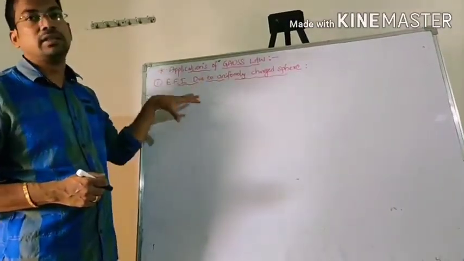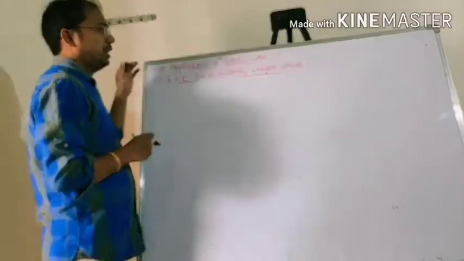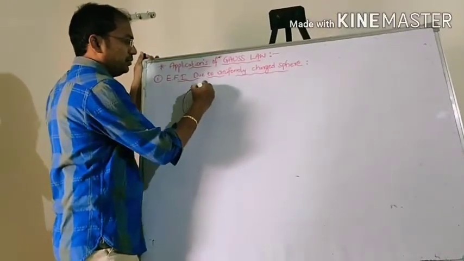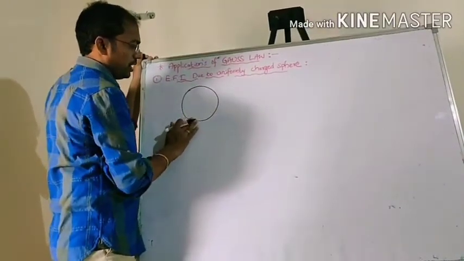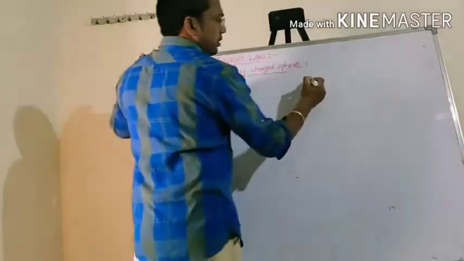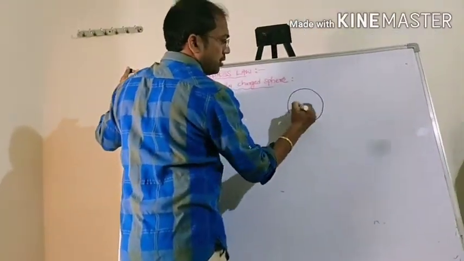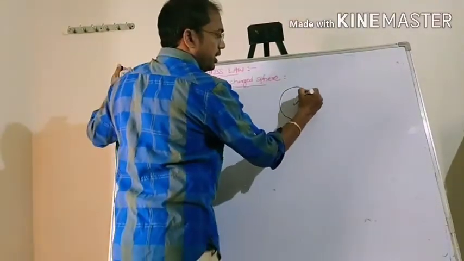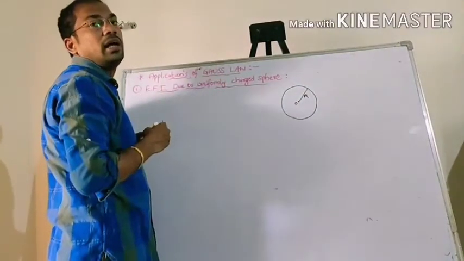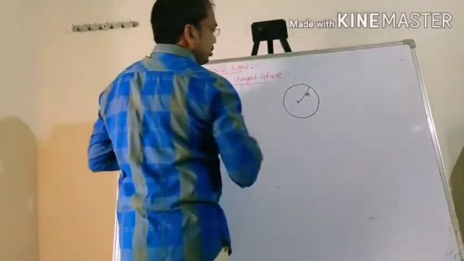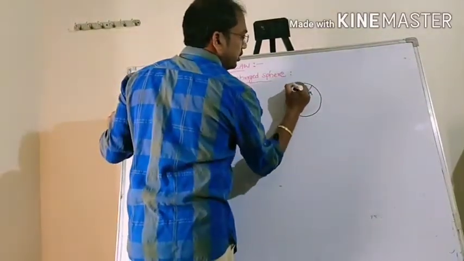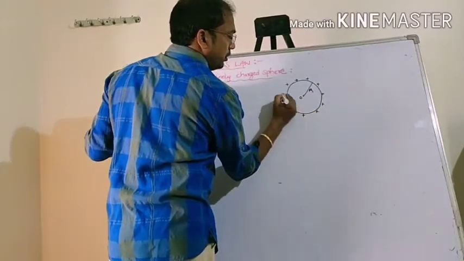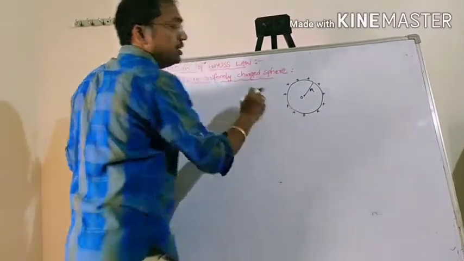Now we will start the proof. Consider a sphere of center O and radius R. I am drawing it on this side. Here uniformly charged means it has charges on the surface, distributed uniformly.